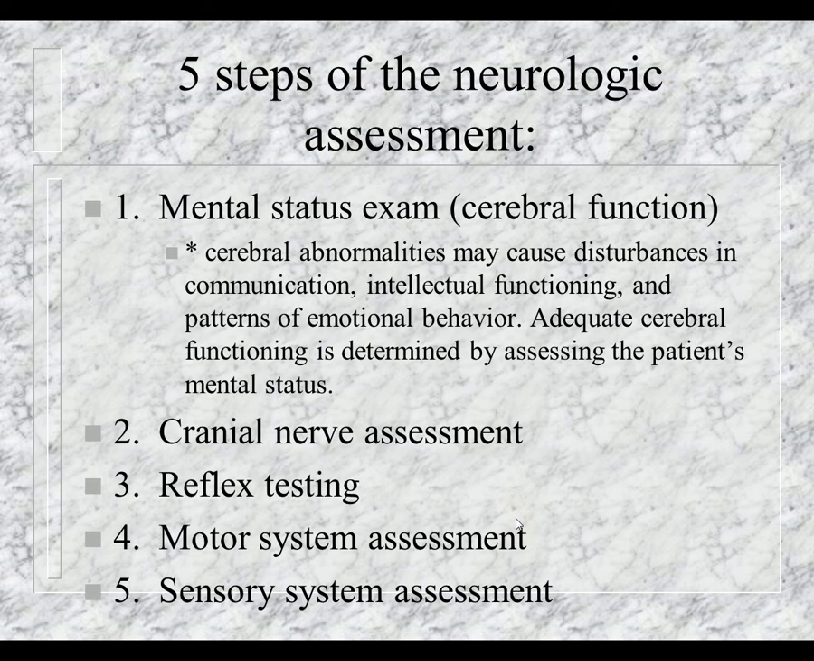There are 5 steps of the neurological assessment, and this is a review. Mental status exam. Y'all have been over and over that. You know about your mental status exam, your cerebral function. The cranial nerve assessment. We've already been over that. Reflex testing, motor system testing, and sensory. So we'll do a quick review of each one of these.